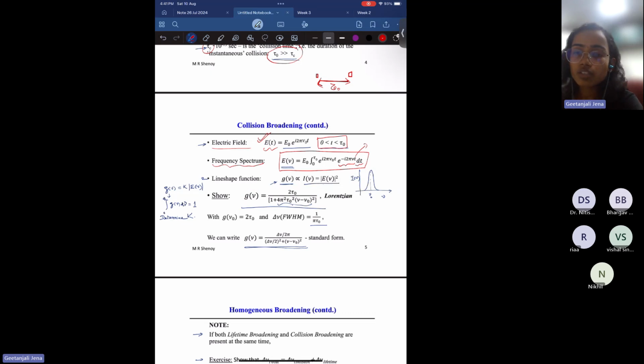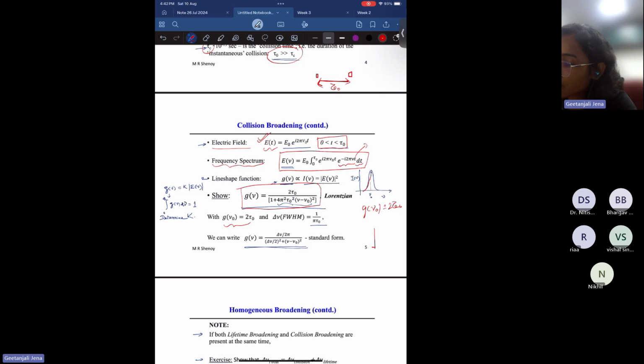In lifetime broadening we also saw that the line shape function is Lorentzian. In this case of collision broadening, the line shape function is also Lorentzian, given by g(nu) equals 2 tau 0 over 1 plus 4 pi squared tau 0 squared (nu minus nu 0) whole squared. To find the maximum value we put nu equal to nu 0, which gives 2 tau 0. From g(nu 0) equal to 2 tau 0, you can easily find the line width of this spectrum.